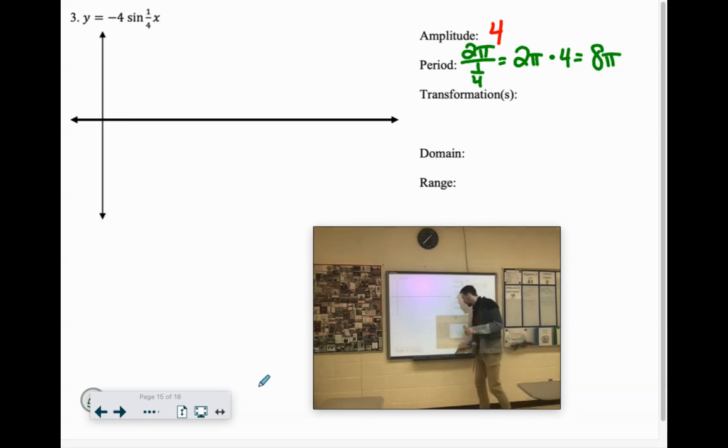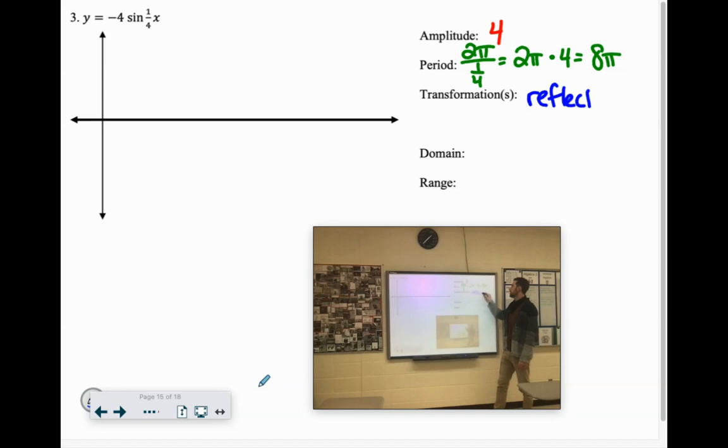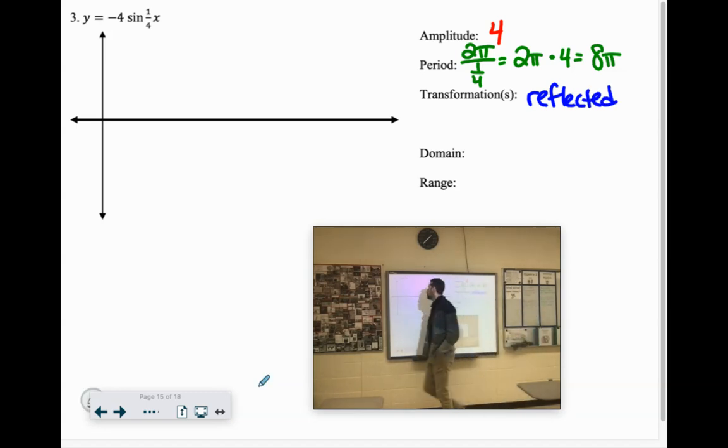Transformations, really the only transformation we have is that negative in front of the 4. It means it's being reflected over the x-axis. Okay. So if I'm thinking about my steps, I need at least 4 steps.